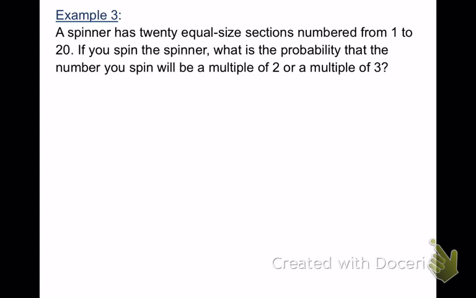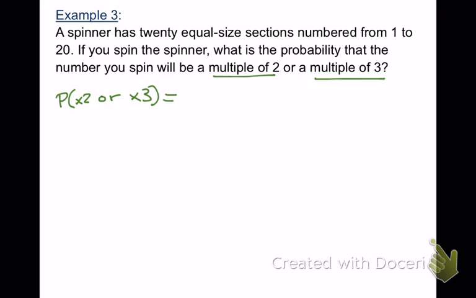All right, we're going to continue with example number 3. Here we have another spinner, but this time it has 20 sections from 1 through 20. We want the probability of spinning a multiple of 2 or a multiple of 3. So we want P of multiple of 2 or multiple of 3. Again, we should be asking ourselves, is this mutually exclusive? Is there overlap? So a good way of doing it is just to write it out.